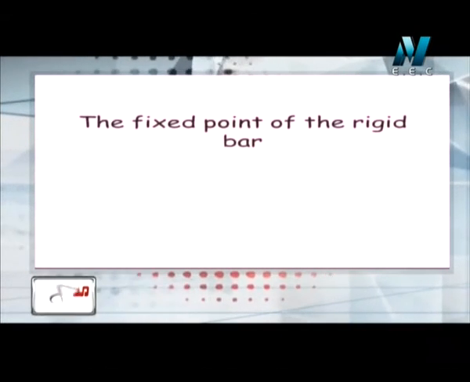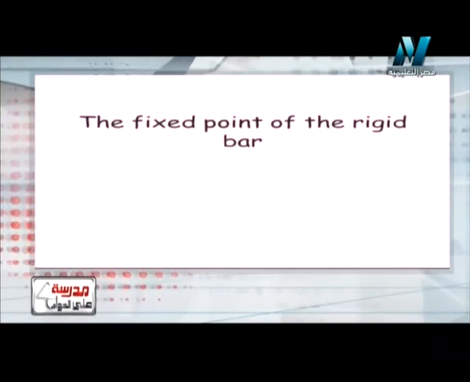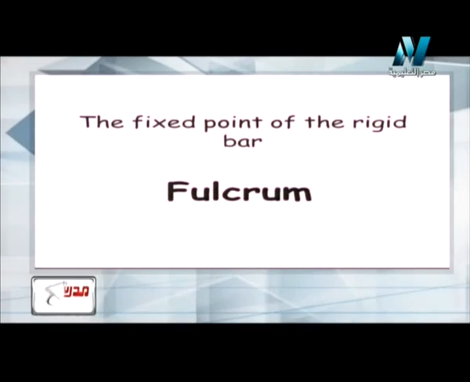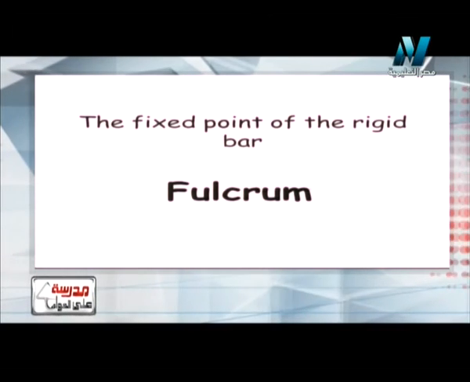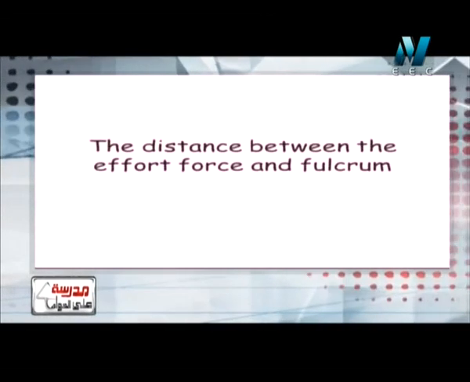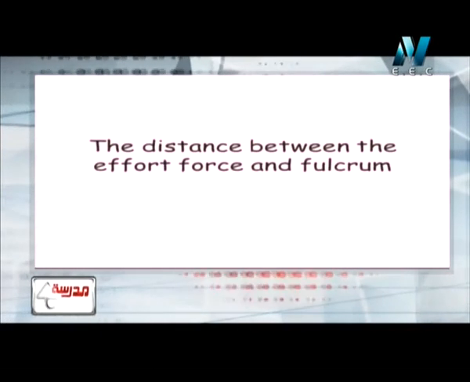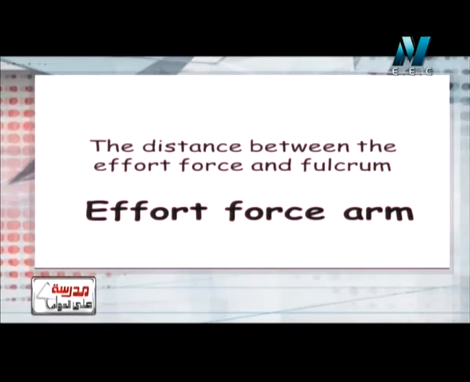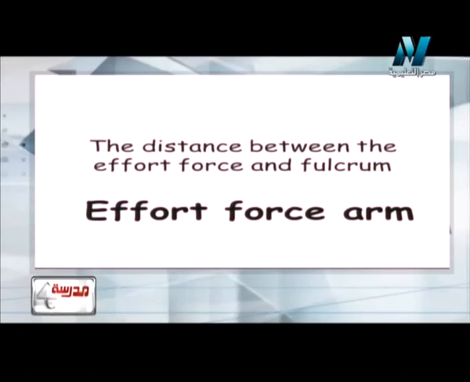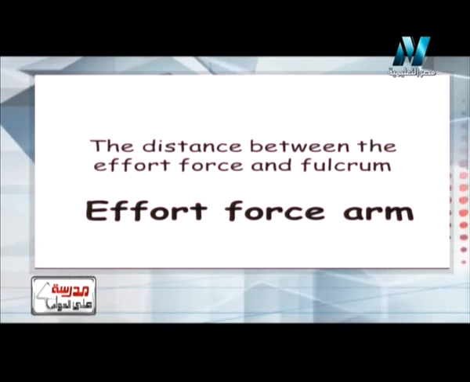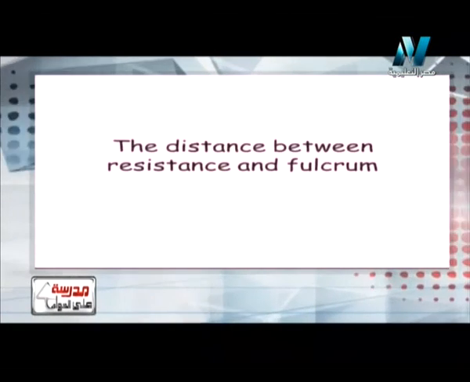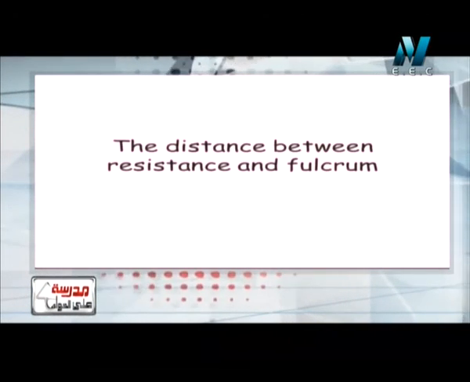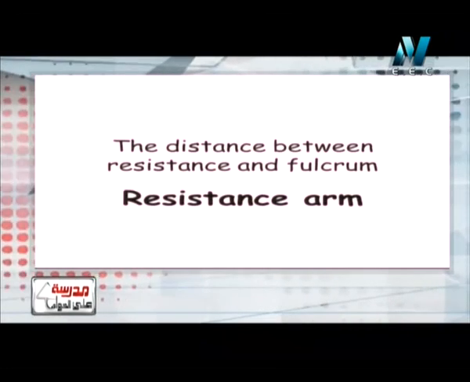Another question. The fixed point of the rigid bar will be the fulcrum. It's a fixed point around which the lever rotates. The distance between the effort force and the fulcrum will be the effort force arm. The distance between the resistance and the fulcrum will be the resistance arm.